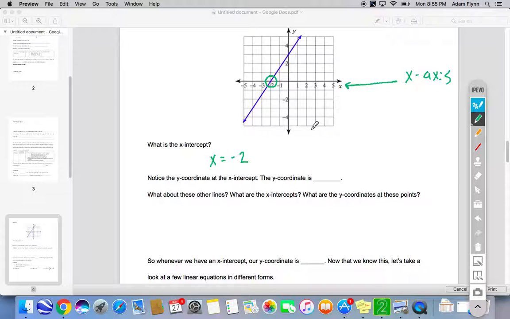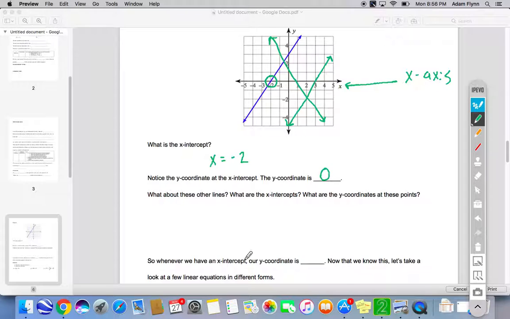Okay? So notice the y-coordinate at the x-intercept. So this point right here would be -2 on the x-axis, but we're not going up or down, so it would be 0 on the y-axis. So the y-coordinate is 0. Okay, so if I were to draw some other lines, let's say I have this line right here, and we can draw another one right through 3 right there. Okay, let's take a look at these other lines.